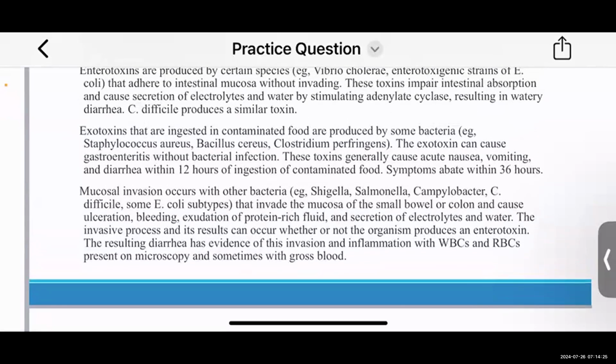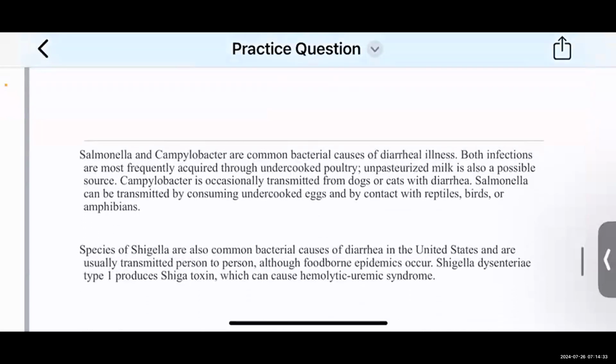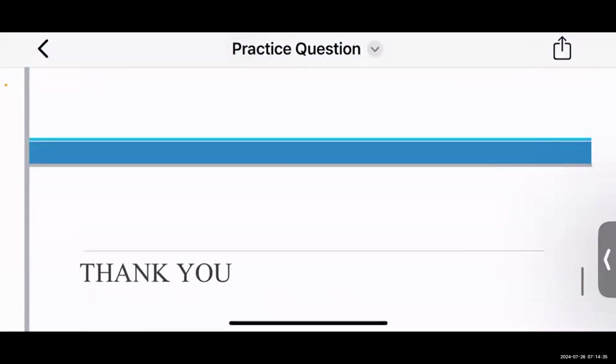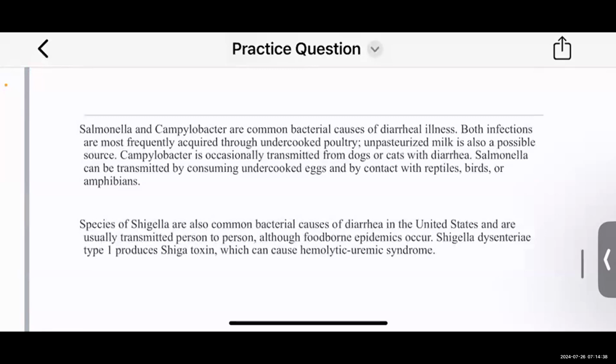Shigella and Salmonella are the likely organisms implicated when you have mucosal invasion that leads to blood in the stool. These are some of the other points that I felt were worth mentioning, and the complications that can occur if there are Shiga toxins, such as hemolytic uremic syndrome.